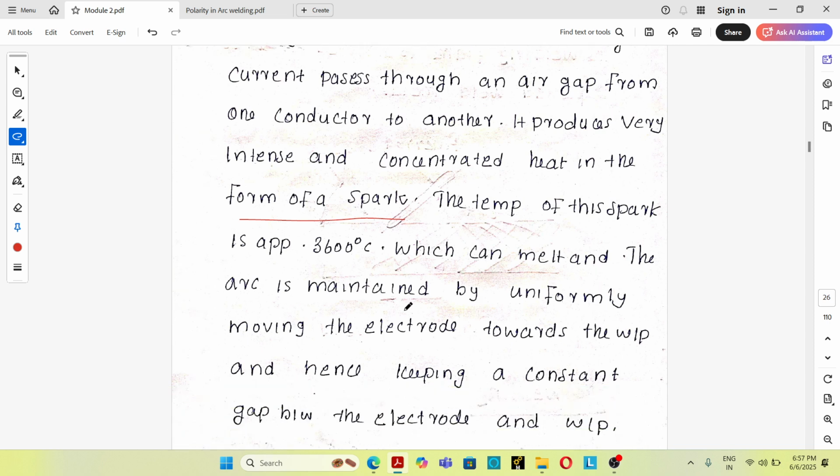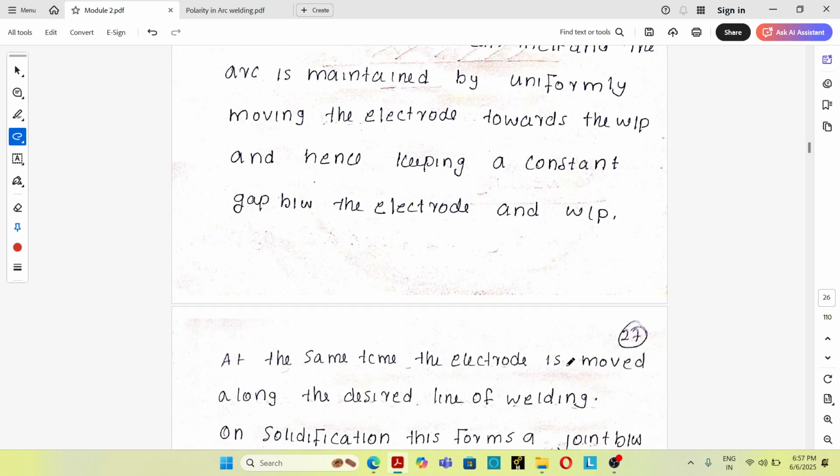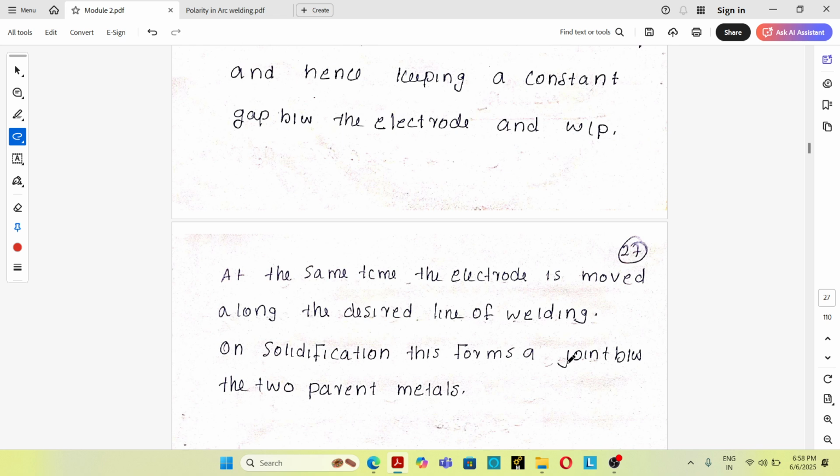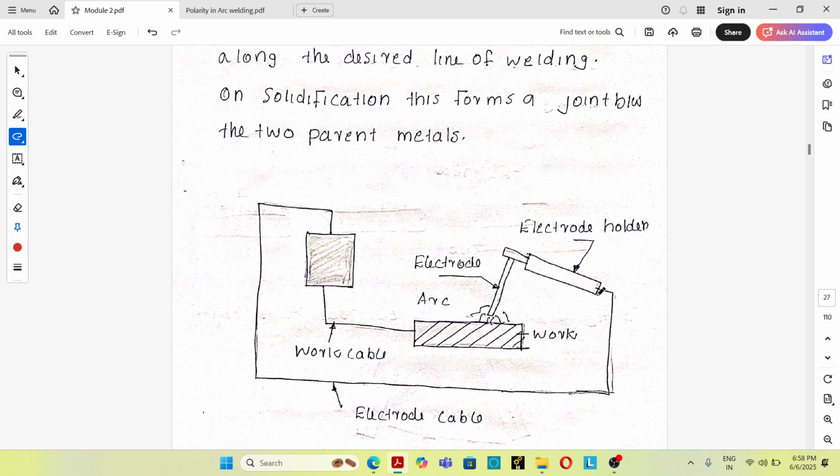The arc is maintained by uniformly moving the electrode towards the workpiece, hence keeping a constant gap between the electrode and workpiece. So during the arc welding process, the electrode should be moving towards the workpiece to maintain a constant gap, and at the same time, the electrode is moving along the desired line of welding. On solidification, this forms a joint between the two parent metals. This is a figure of the arc welding process.